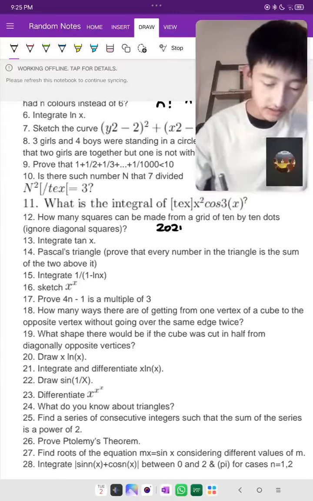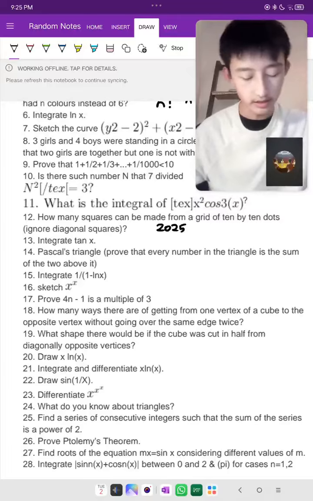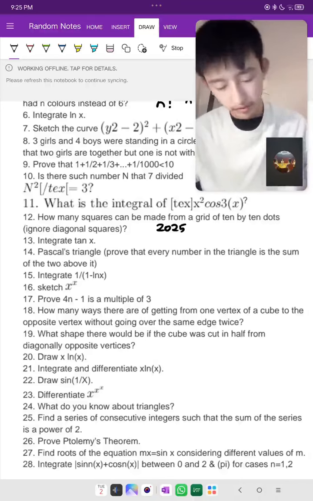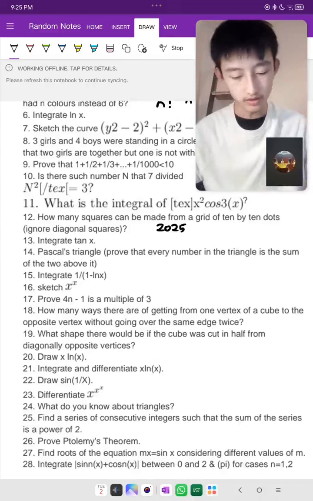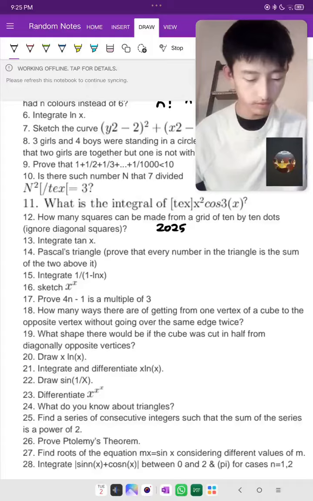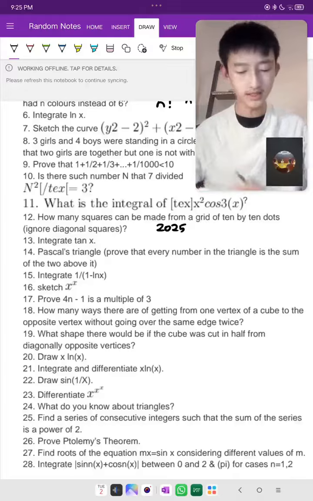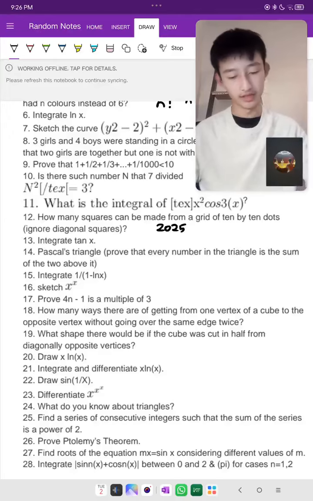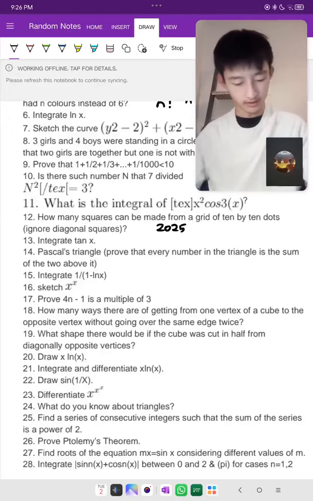Integrate tan x, that's ln mod sec x. I mean, the function derivative is slightly simple, I'm going to skip it. Prove that every number in Pascal's triangle is the sum of the 2 above it. Is that not just a definition? I'm going to skip that. I think it's vague on what it wants.